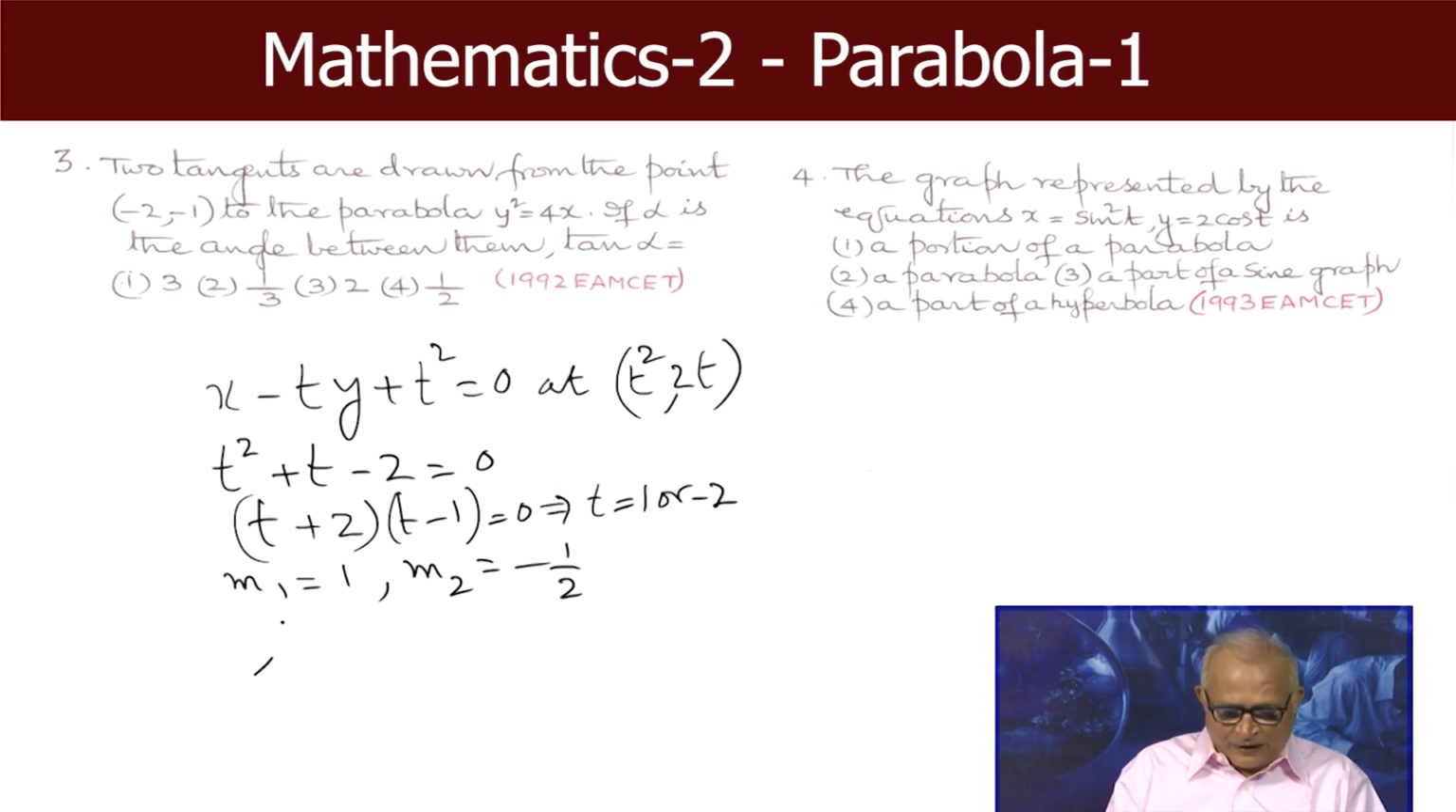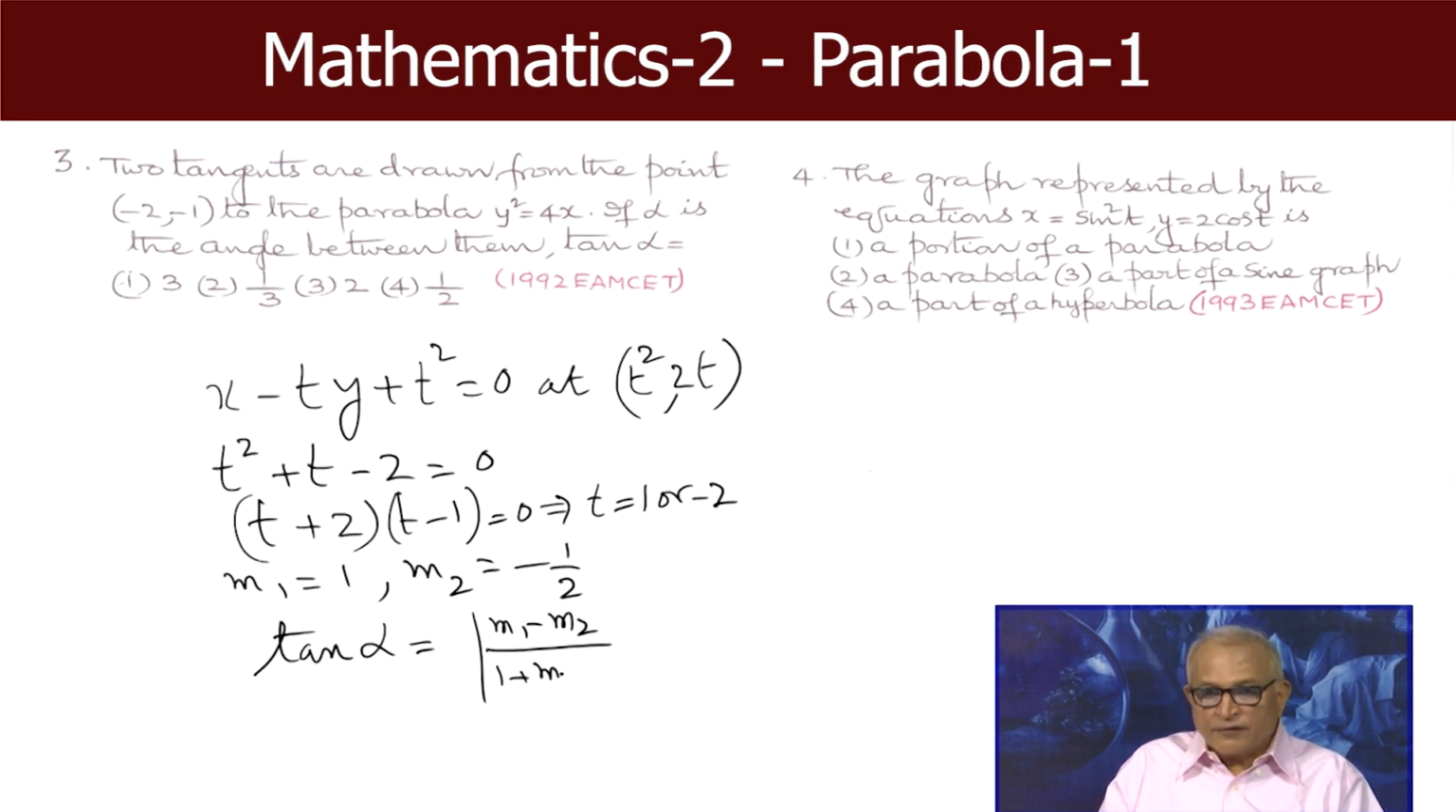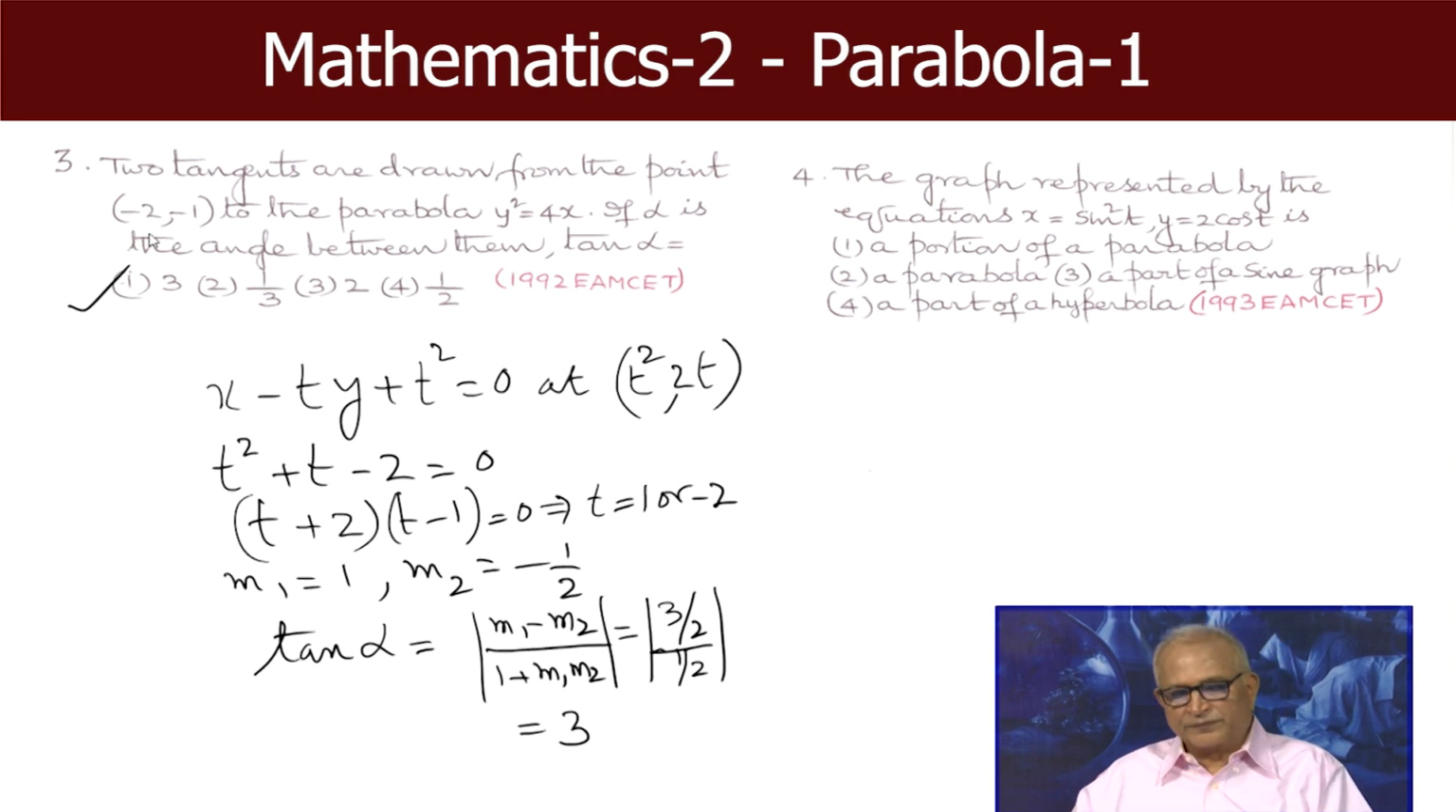So what is tan alpha? Always we take the acute angle. |m1 - m2| / (1 + m1 m2) = (3/2) / (1/2), since m1 m2 is minus half, that is equal to 3. So your value of tan alpha is 3, first option.